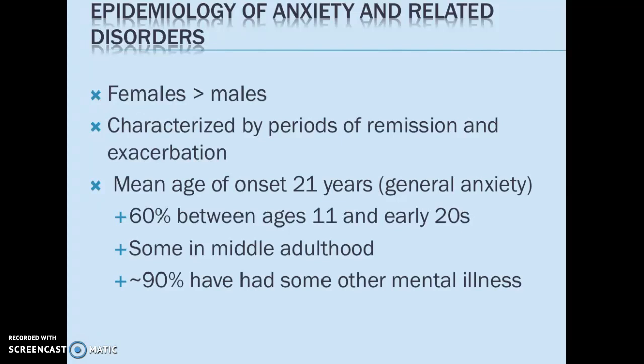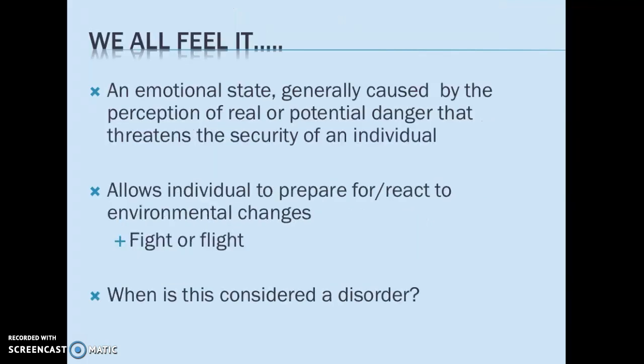We're looking at mean age of onset. In general, it's a little bit younger than some of our other disease states. So we do have a number of patients that get diagnosed with anxiety that are preteens into early 20s. We do see some in the middle adulthood, and we do see a large proportion of patients who have other mental illness comorbidities. So as much as 90% have had some sort of other mental illness diagnosed, whether it be bipolar disorder or depression, etc.